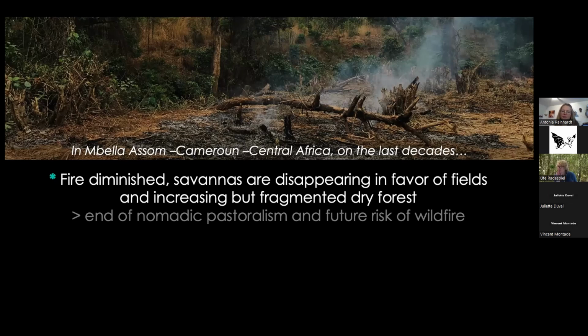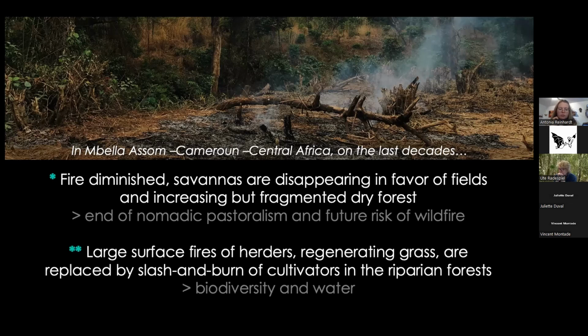Secondly, as cultivation remains the only activity, the large-extent early season fires of herders, which regenerated grass, are replaced by more circumstantial burning of cultivators. And they choose their lands in the gallery forests along the rivers because soil is more fertile. So this has obvious consequences for the hydrological functioning of the landscape, and so for water resource management, once more in a drier context of climate change.